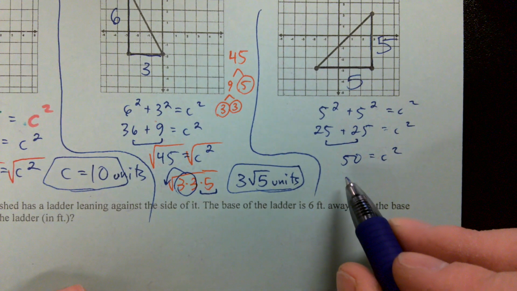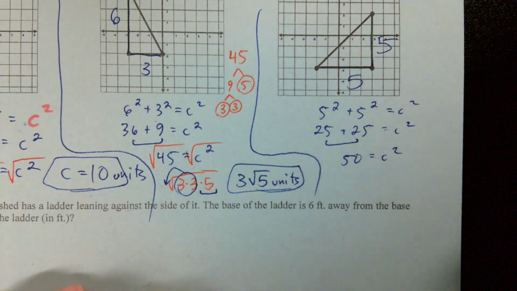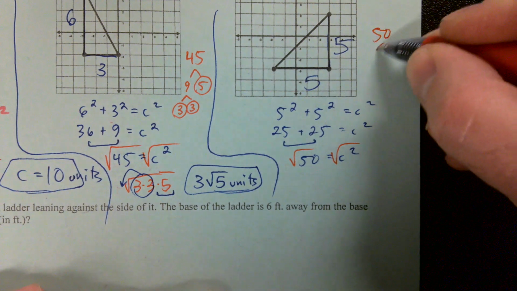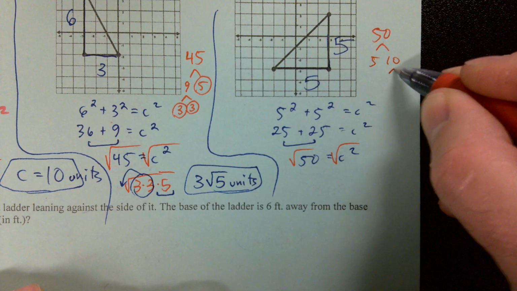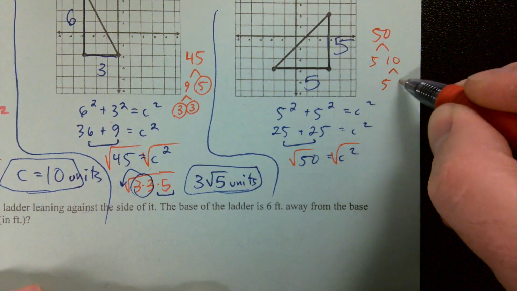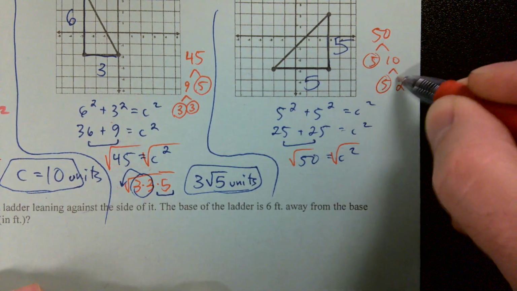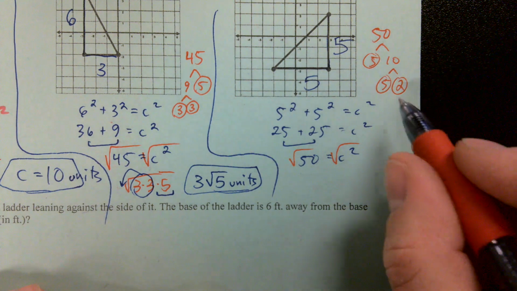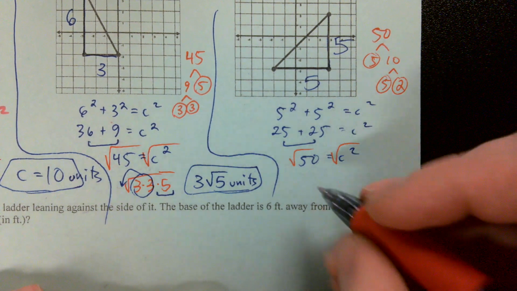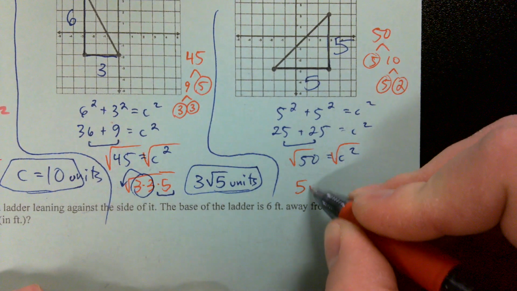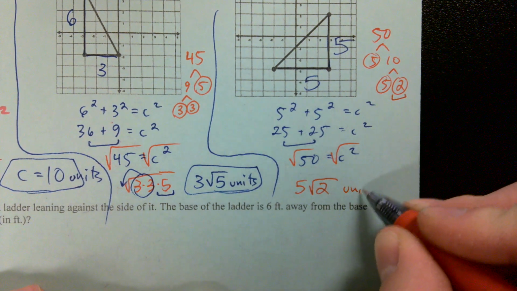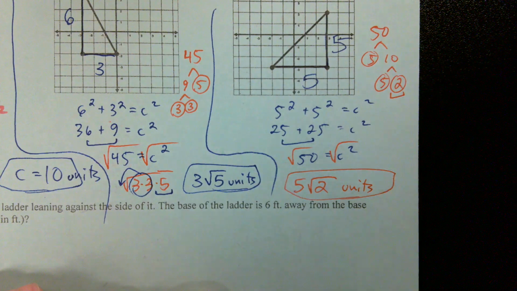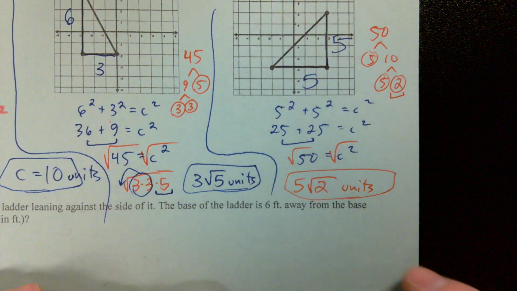Is 50 a perfect square? No. 5 and 10. What about 10? 5 and 2. I got a pair of 5s and a 2 left over. The pair of 5s comes out in front, and the single 2 is left behind. 5 root 2 units is what we get there.